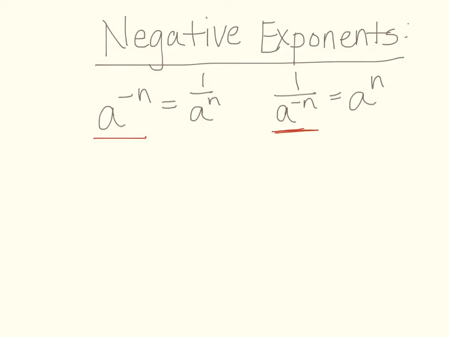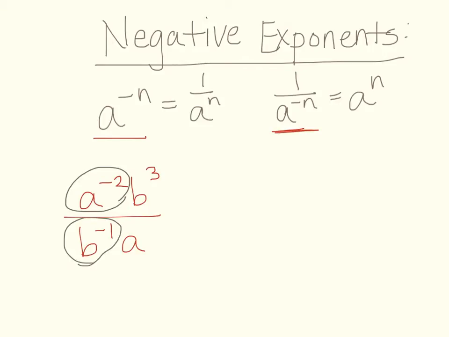So let's take a look at a problem. Let's look at a to the negative 2 b cubed over b to the negative 1 a. Now the first thing that I notice is not everything has a negative exponent, so not everything's going to need to be moved. This a to the negative 2 needs to be moved. This b to the negative 1 needs to be moved, but this guy right here is positive. It's b cubed, he's positive, so he's fine staying where he's at. And this a to the 1 is positive, so he's fine staying where he's at.